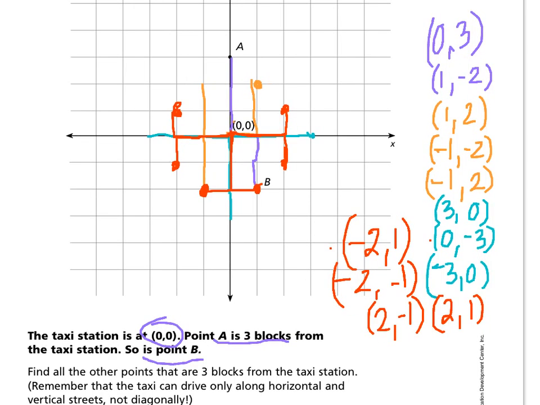You can continue with this strategy in order to find all of the different coordinates that would just be 3 blocks away from the taxi station.